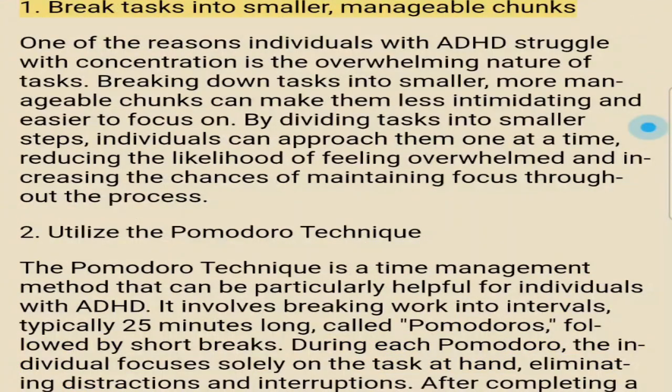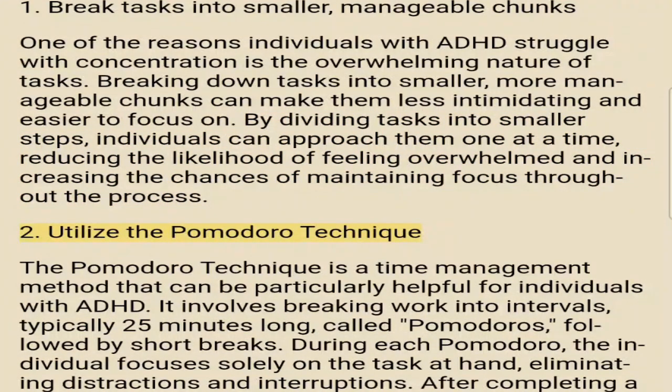1. Break tasks into smaller, manageable chunks. One of the reasons individuals with ADHD struggle with concentration is the overwhelming nature of tasks. Breaking down tasks into smaller, more manageable chunks can make them less intimidating and easier to focus on. By dividing tasks into smaller steps, individuals can approach them one at a time, reducing the likelihood of feeling overwhelmed and increasing the chances of maintaining focus throughout the process.